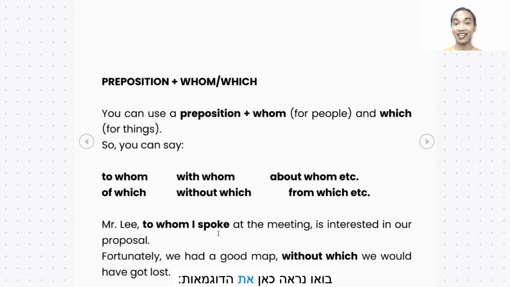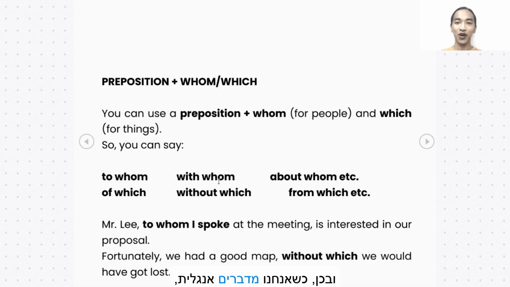Let's see the examples here. Mr. Lee, to whom I spoke at the meeting, is interested in our proposal. Fortunately, we had a good map, without which we would have got lost. All right. So you see there we have the prepositions plus whom or which for people and things.